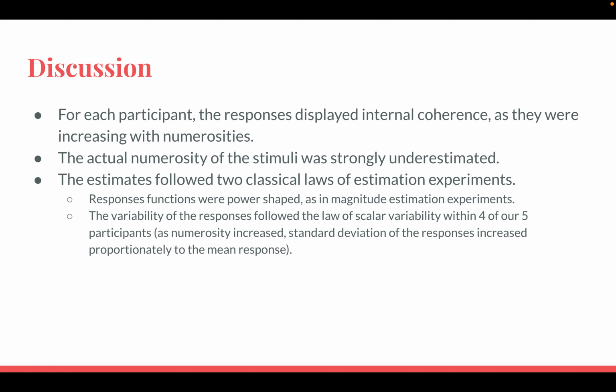The estimates follow 2 classical laws of estimation experiments. First, response functions were power-shaped, as in magnitude estimation experiments. Second, the variability of the responses follows the law of scalar variability within 4 out of 5 participants, which means that as numerosity increased, the standard deviation of the responses increased proportionately to the mean response.